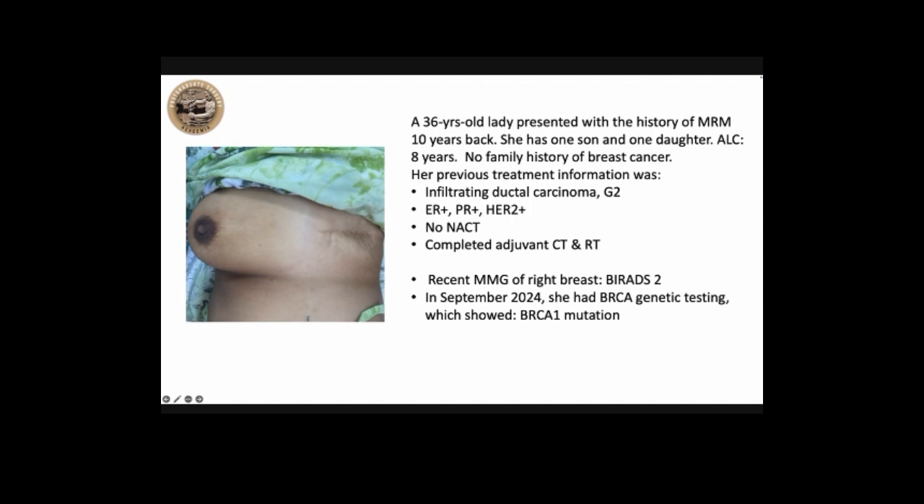But recently, just 1 or 2 months back, the patient had a mammogram of the right breast that shows BI-RADS 2, almost normal. And in September 2004, on the advice of a physician, she had BRCA genetic testing, which showed a BRCA1 mutation. Okay, Dr. Sabah.